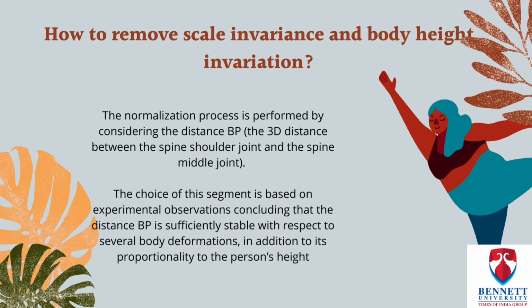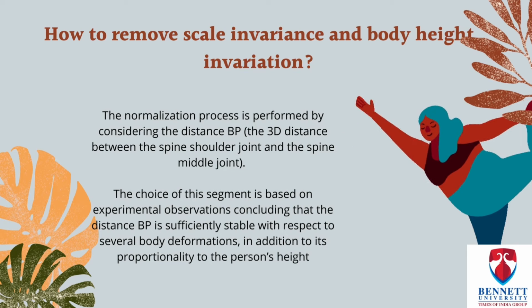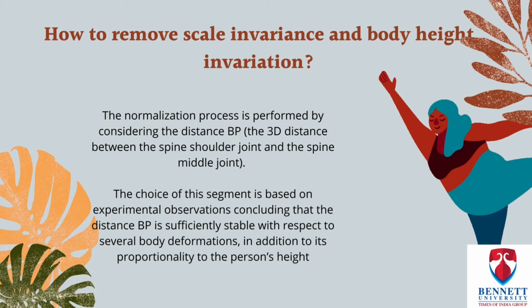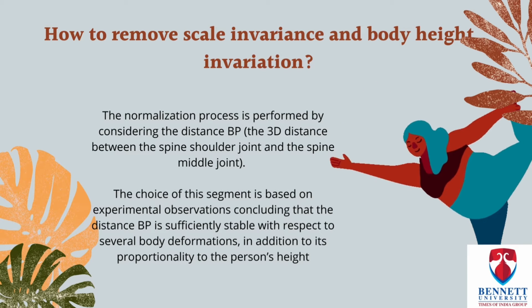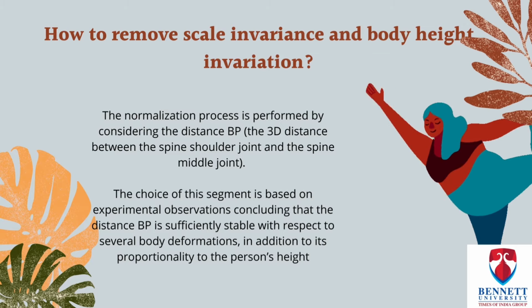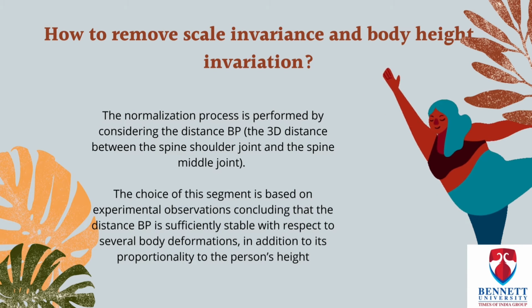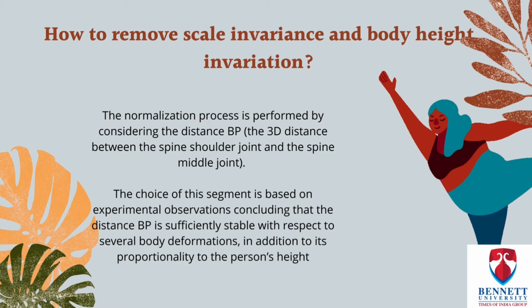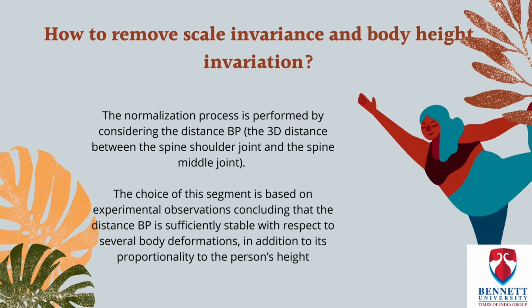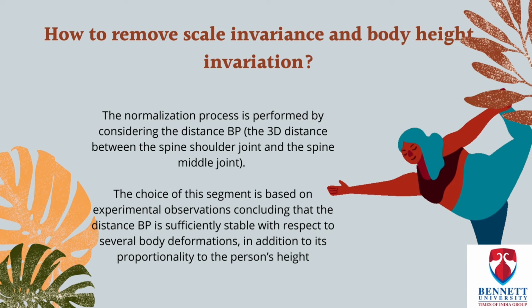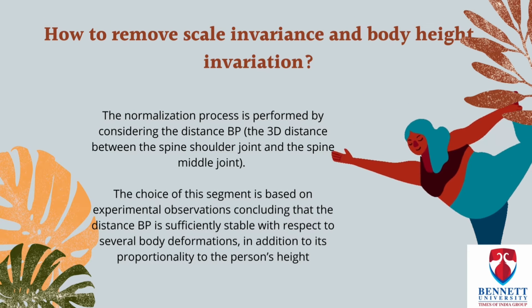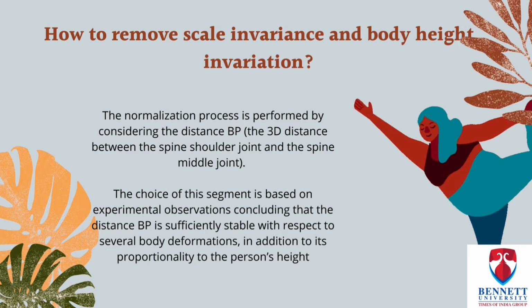So, how to remove the scale invariance and body height invariance? To ensure scale invariance, the 3D distances are normalized with respect to the person's height. The normalization process is performed by considering the distance BP. BP is the 3D distance between the spine shoulder joint and the spine middle joint. The choice of this segment is based on experimental observations, concluding that the distance BP is sufficiently stable with respect to several body deformations in addition to its proportionality to the person's height.